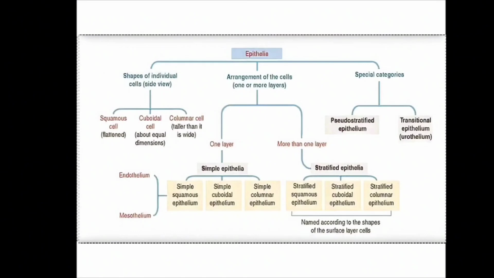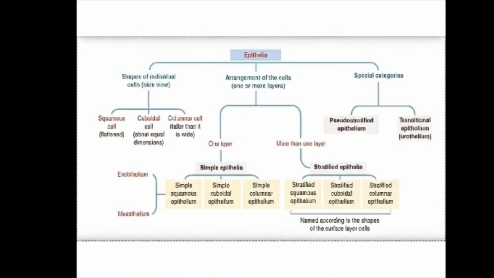This flowchart is very important. According to the classification, first is shape. You can see squamous is flattened, cuboidal has about equal dimensions, columnar is taller than its breadth. And whereas in arrangement of the cell layer, one layer will be simple epithelium and more than one will be stratified epithelium. So I will brief you up with this.